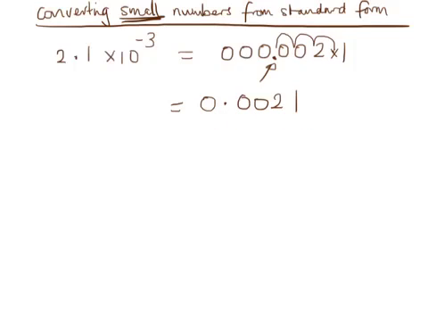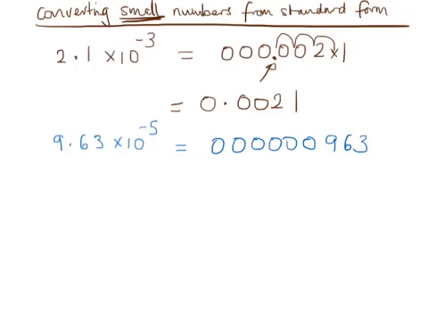Let's do another example. Let's write 9.63 times 10 to the minus 5. That's a small number because this is a minus, and we want to make that into a normal small number. To make it into a small number, we know we must move the decimal point to the left. So we're going to need some zeros in there to help us. 963. Now the decimal point at the moment is here, but we need to move it 5 times. Here we go. 1, 2, 3, 4, 5. So its new position is here.